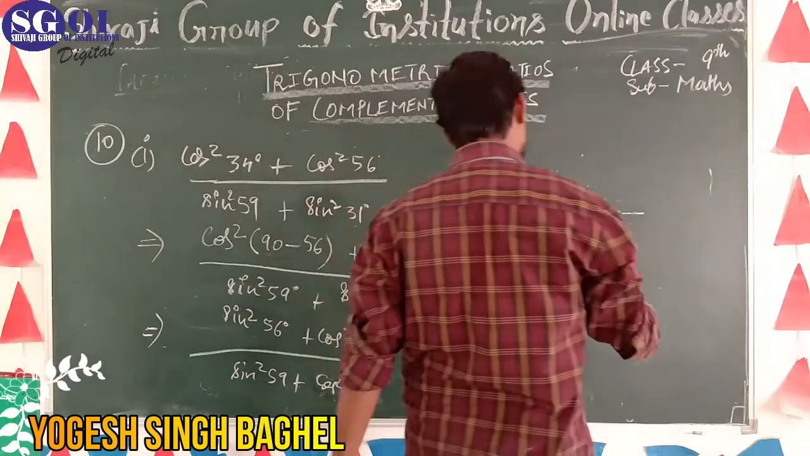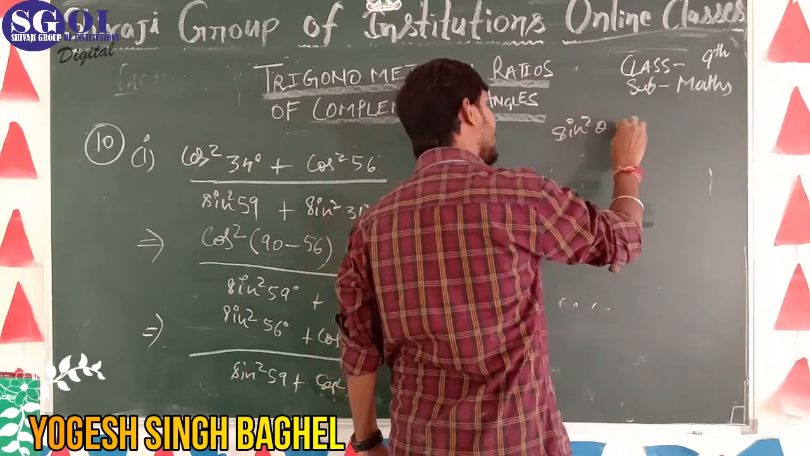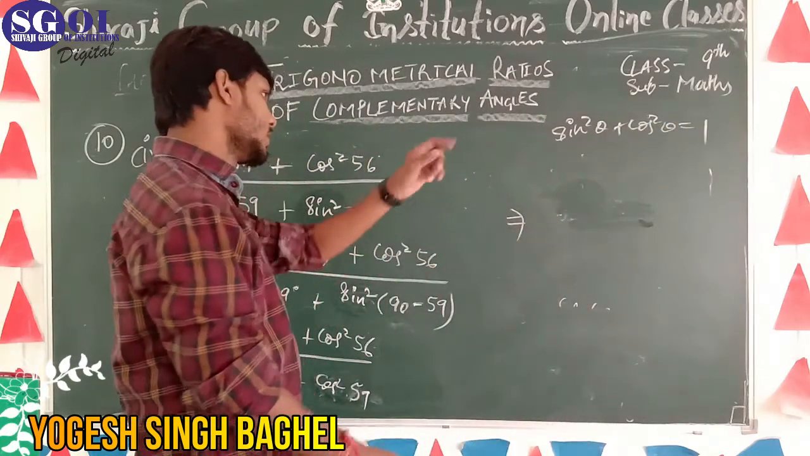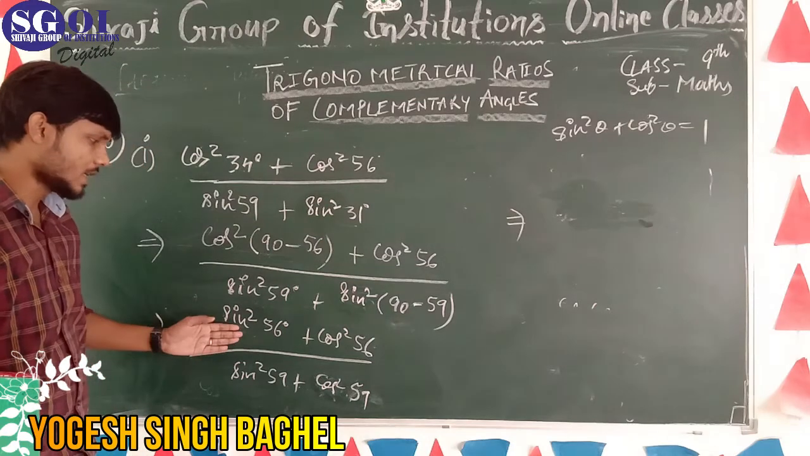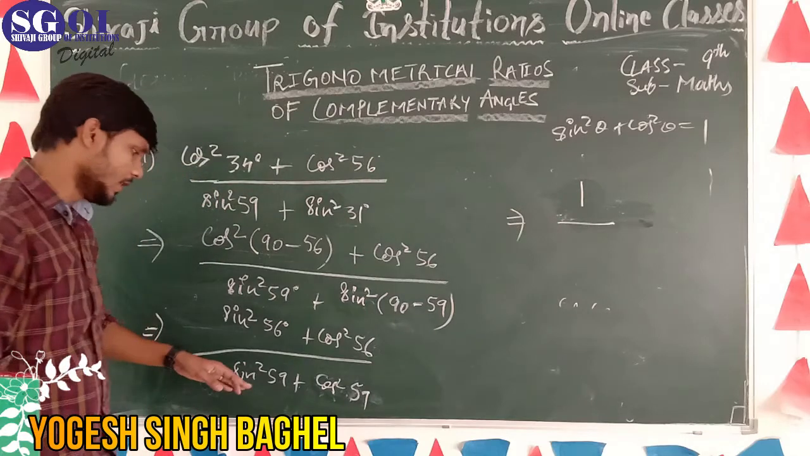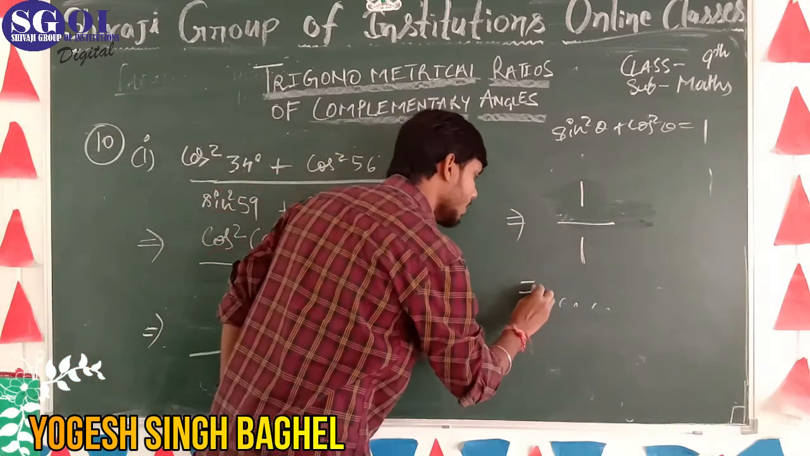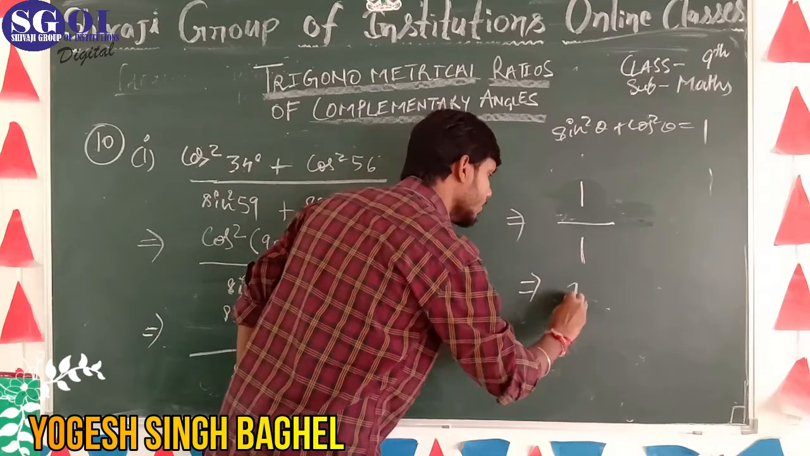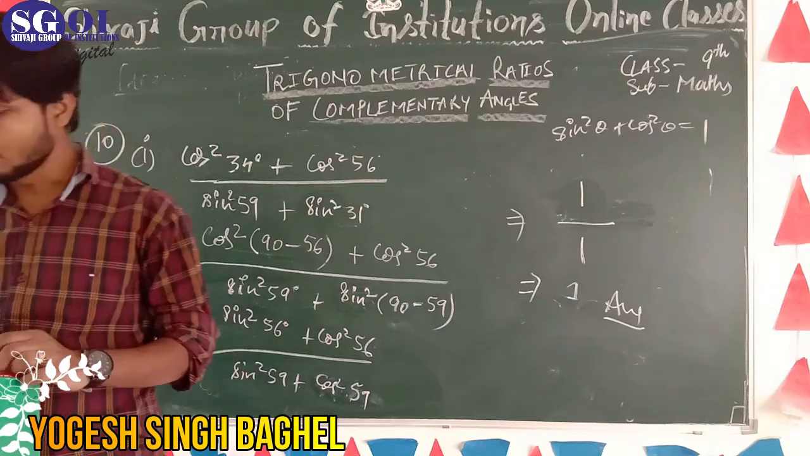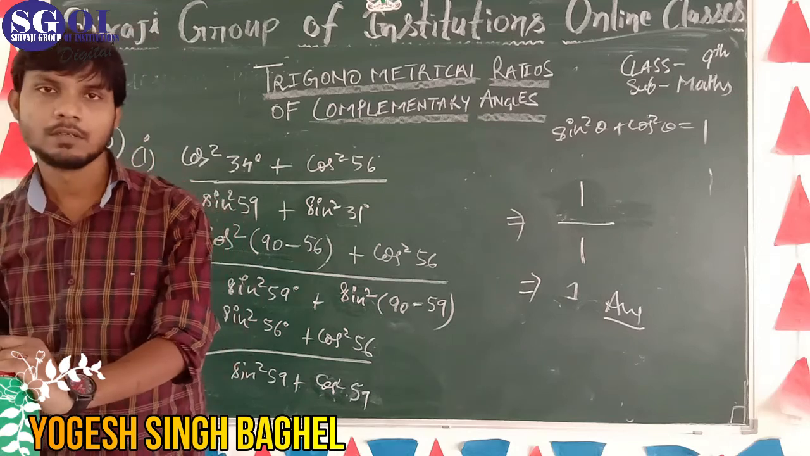So now we use the square relation. The square relation is sin square theta plus cos square theta is equal to 1. Using this, it is sin square theta plus cos square theta, so it comes 1 upon, and in the denominator it is also sin square theta plus cos square theta. 1 upon 1, the answer is 1. So students, in homework you have to do exercise 20C till question number 10. Thank you.